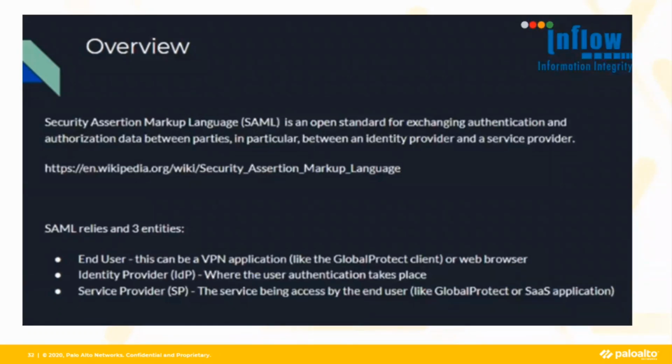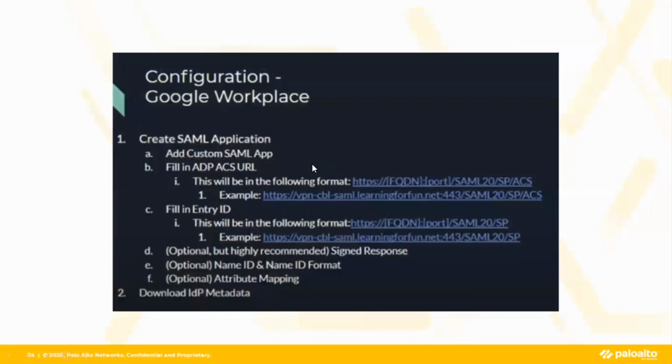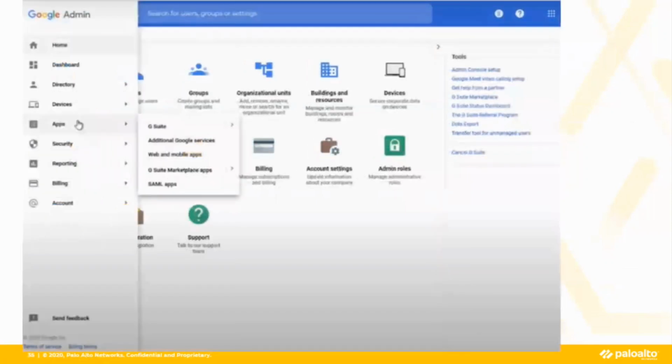Here we have three entities: the user, the identity provider, and the service provider. What is an identity provider? Like your Windows server, which provides the user directory for identity, username and password. This is our identity provider. And the service provider, like our firewall, is providing a service like GlobalProtect or anything. I have taken this screenshot because we are integrating with SAML. This is the configuration; I will not show you, we will go directly.